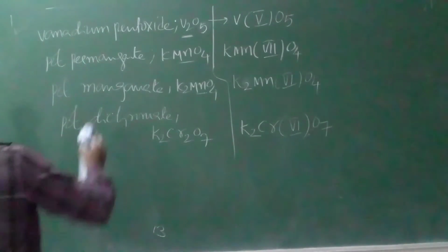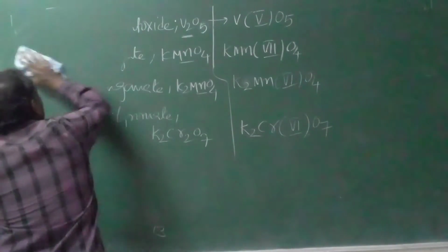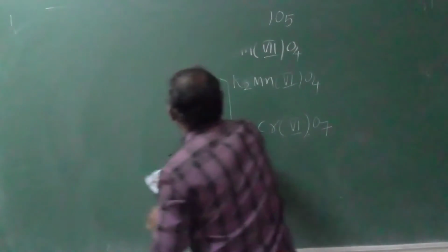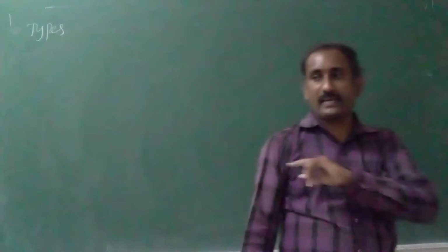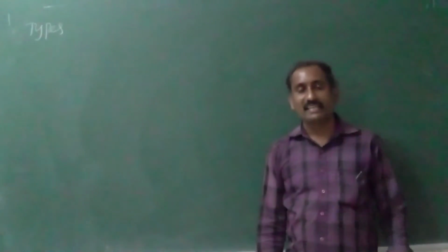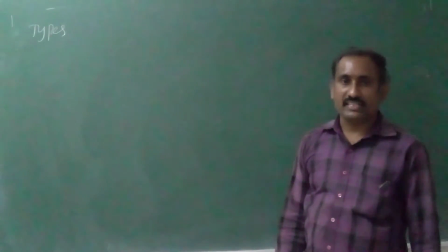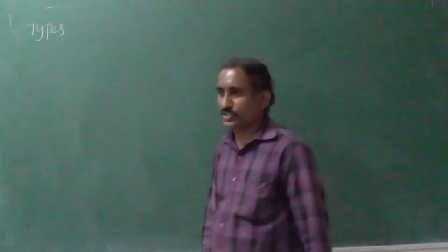Next, types of redox reactions. Important is, in this chapter only 2 topics are left. One is types of redox reactions, one more is balancing of redox reactions. By this weekend we will complete this chapter.